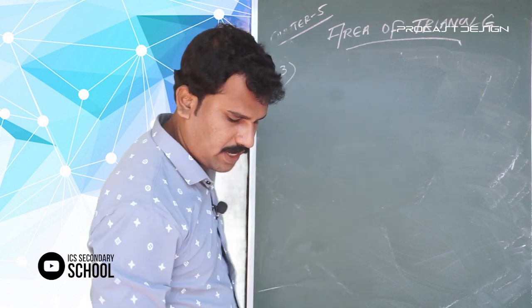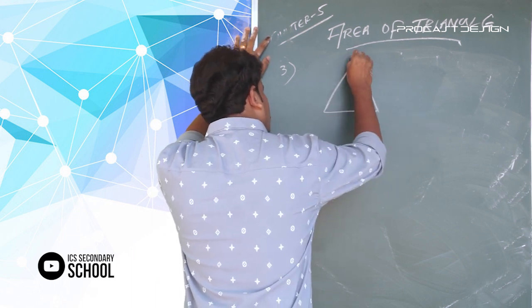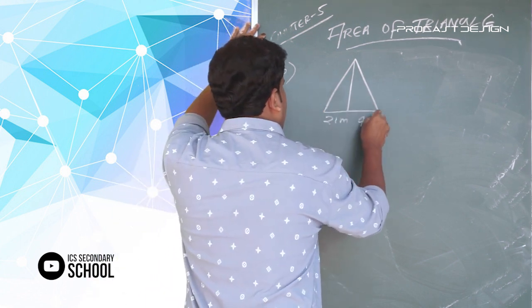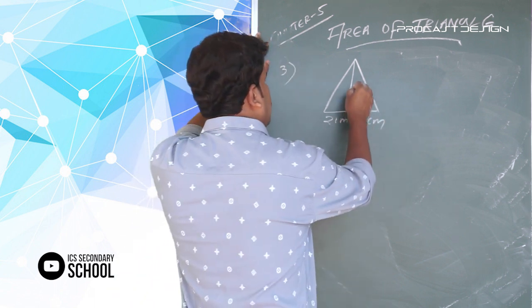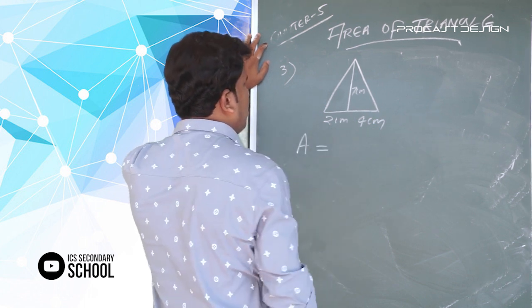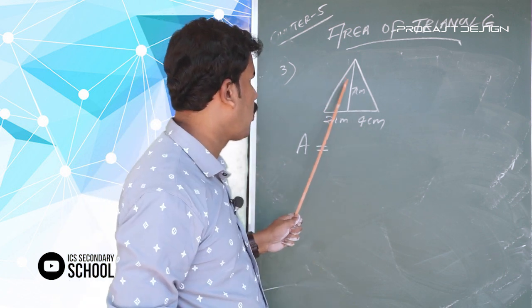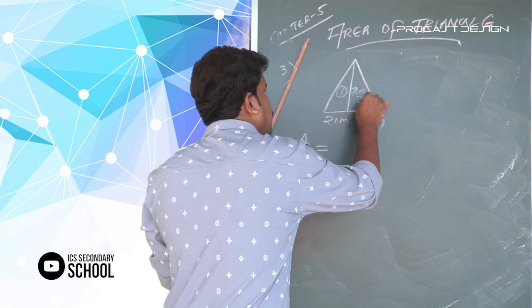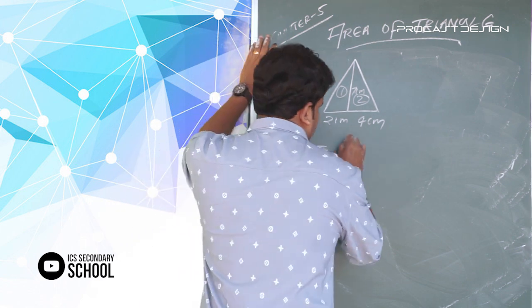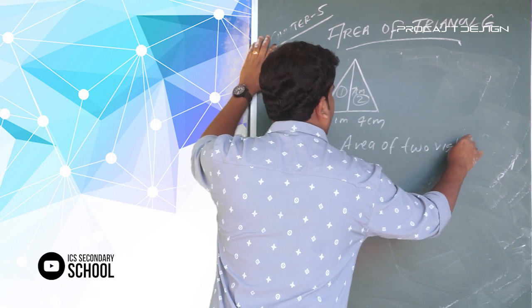Now calculate the area of the given figure. This side is 2 centimeter, this is 4 centimeter, and this is 7 centimeter. Here the area of the given figure equals the area of two right angle triangles, this is the first right angle triangle and this is the second right angle triangle.